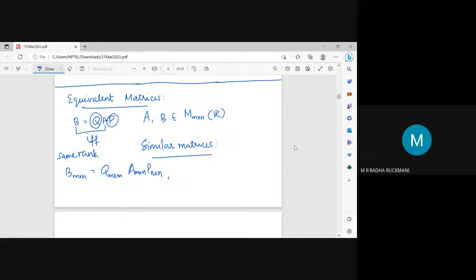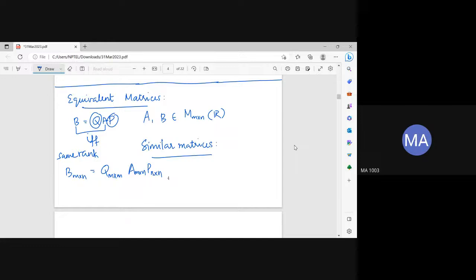Ma'am, there was one condition like trace should be the same and determinant, that is also for similar matrices, is it? Yeah, because equivalent matrices are rectangular, right? They need not be square matrices. So you cannot talk about determinant or trace. Correct. Okay, fine. Thank you.